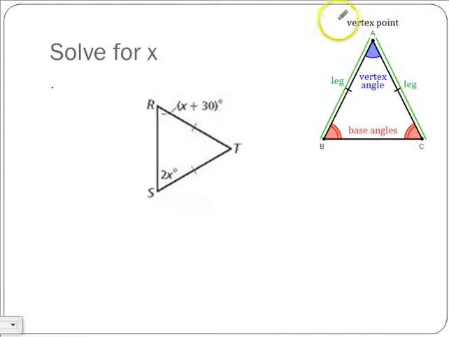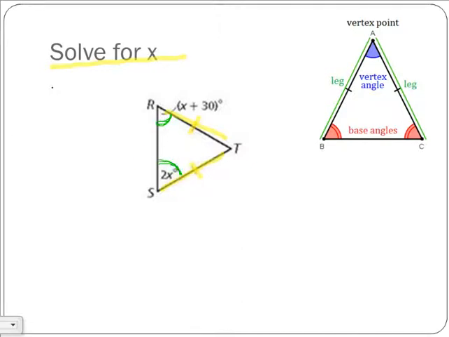So let's apply that. Here, let's look at what type of triangle we have. I see that we've got two congruent legs because of that tick, so I know this is an isosceles triangle. And the directions ask us to solve for x. Well, how can we solve for x? What do we know about these two angles?